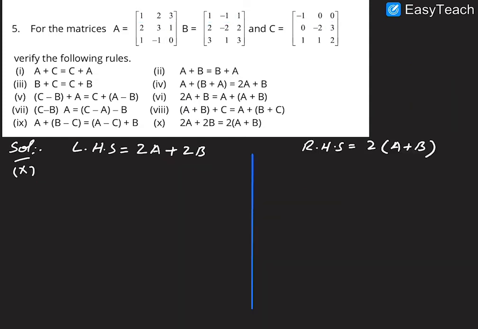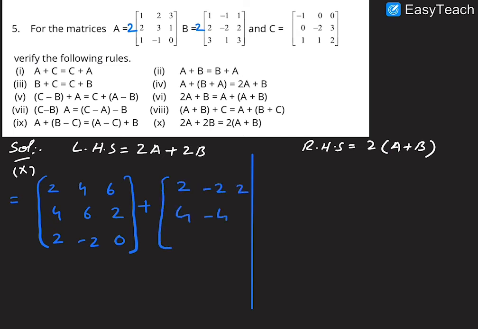Next is part 10. 2A plus 2B. So you need to multiply 2 with A and 2 with B, then you need to add. So when you multiply 2 with A, you will get 2, 4, 6, 4, 6, 2, 2, minus 2 and 0. You need to multiply all elements. Plus 2B. Now 2 multiplied with B. So 2, minus 2, 2, 4, minus 4 and 4, 6, 2 and 6.